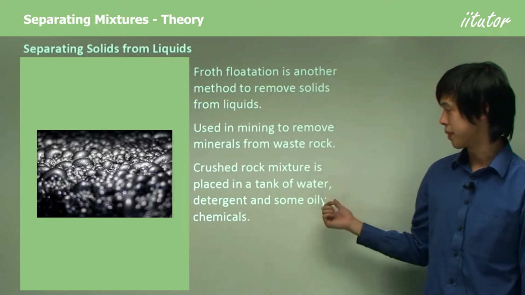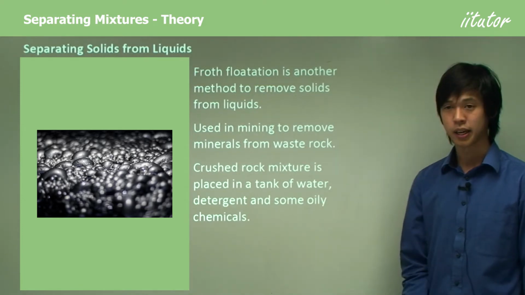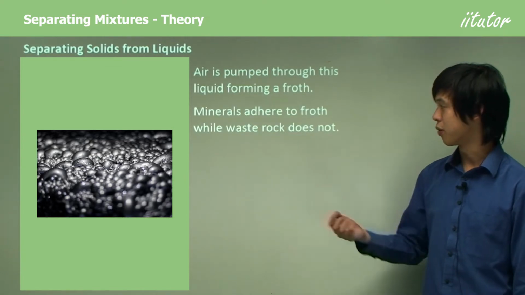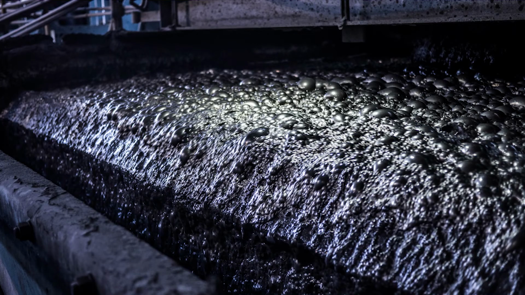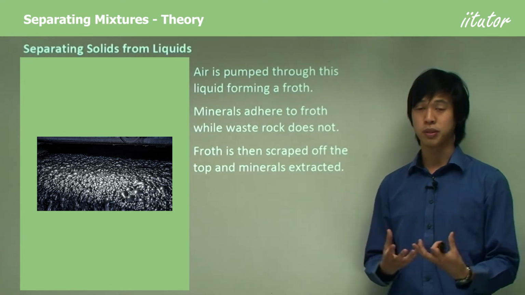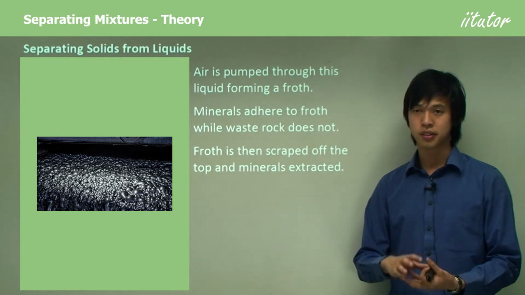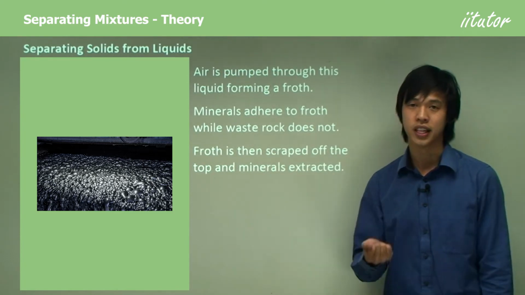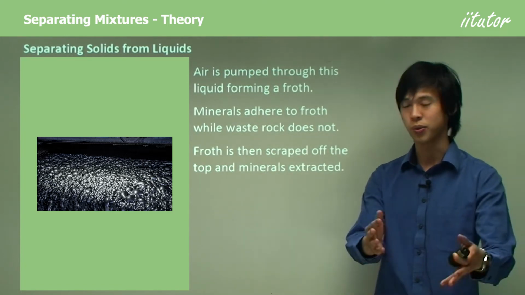Crushed rock mixture is placed in a tank of water, detergent, and some oily chemicals. Air is pumped through this liquid, forming a froth. Minerals adhere to the froth while waste rock does not, so the waste rock just falls away to the bottom, and the minerals accumulate at the top. Then the froth is scraped off the top and the minerals are extracted. Basically, we crush the rock up, the impurities and the rock are all thrown into water, and you bubble air through the water, which forms bubbles. The minerals adhere to the bubbles and come to the top, as you can see in this picture, and then you just scrape the top off to remove the actual minerals, and the waste just goes away.